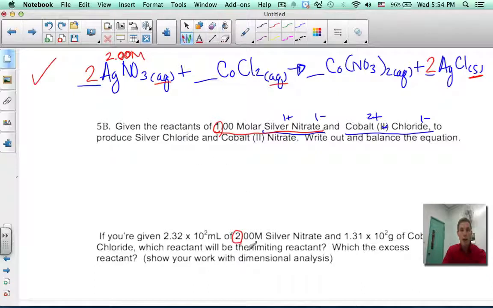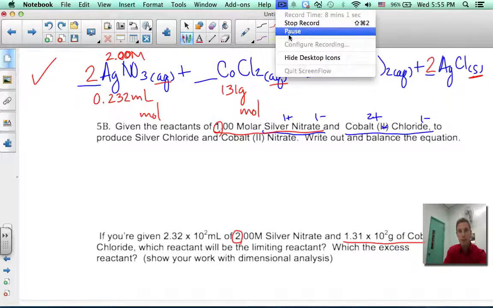2 molar. How much do we have? We had 2.32 times 10 to the second milliliters. How many moles is that? We're going to figure out how many moles we have of that. And we're also going to say that we have 1.31 times 10 to the second grams of cobalt. So if we have 1.31, which is actually just 131 grams of this, we're going to figure out how many moles we have of that. I'm going to pause it for 1 second.